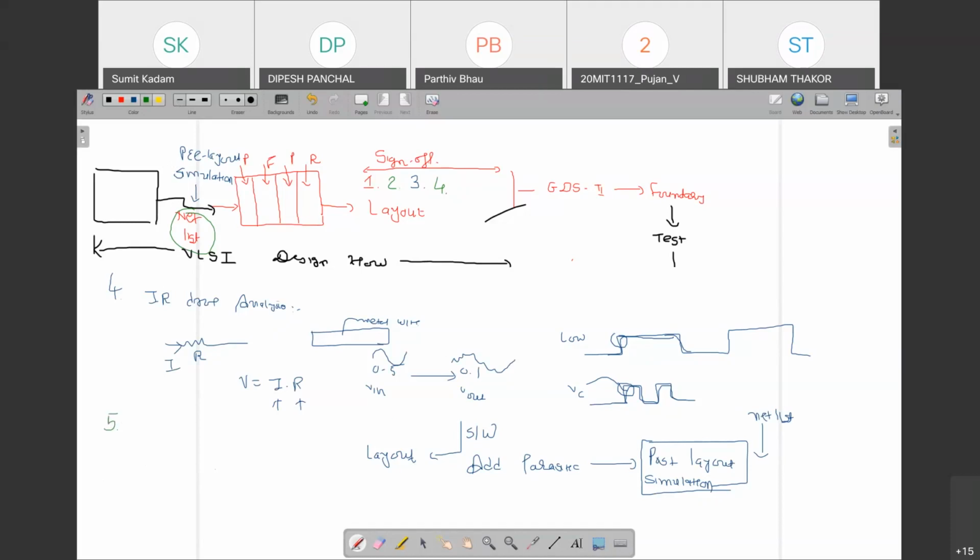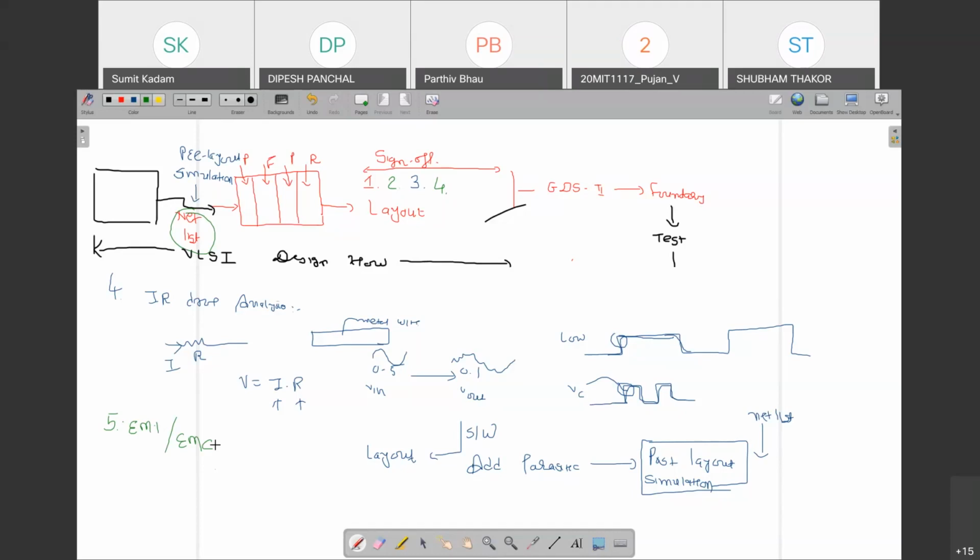Number 5 is EMI EMC. Can anyone tell the full name? The electromagnetic interference and electromagnetic compatibility. Suppose the same kind of IC is fabricated or designed by some other company, or by your own company, and if it does not pass EMI EMC, definitely there is a change in the functionality because of this electromagnetic interference. And this effect is majorly because of the radiation.